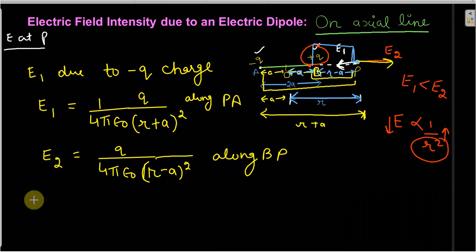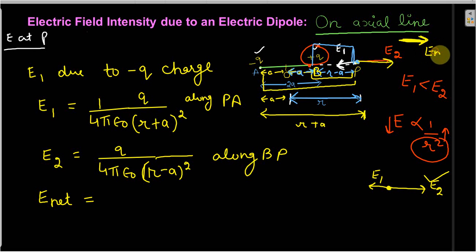Now we have to find the net field. How will you find the net field? We have two arrows. E2 is this side, the larger one, and E1 is this side. Both are in opposite directions, but we know E2 is greater. So the net field will be toward this side, E net. Since E2 is greater, we will subtract: E net is E2 minus E1. Now substitute the values and we will find the electric field.